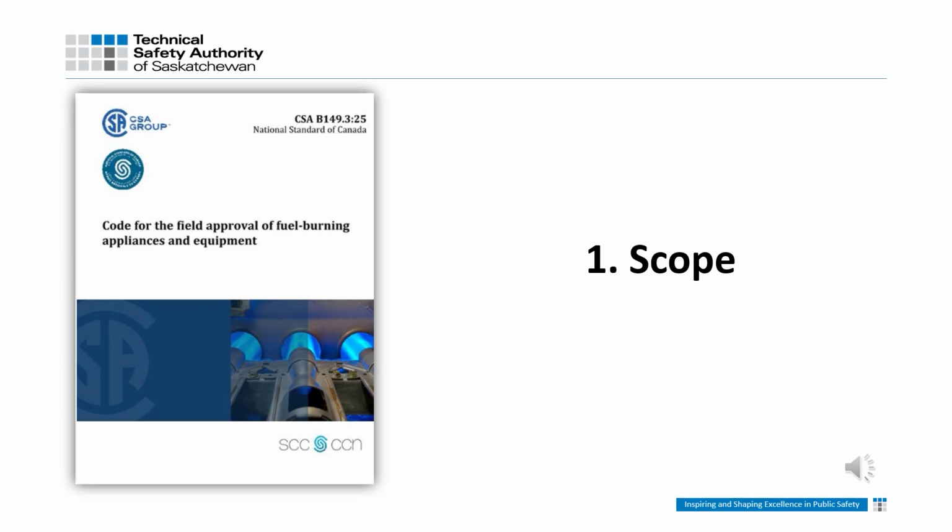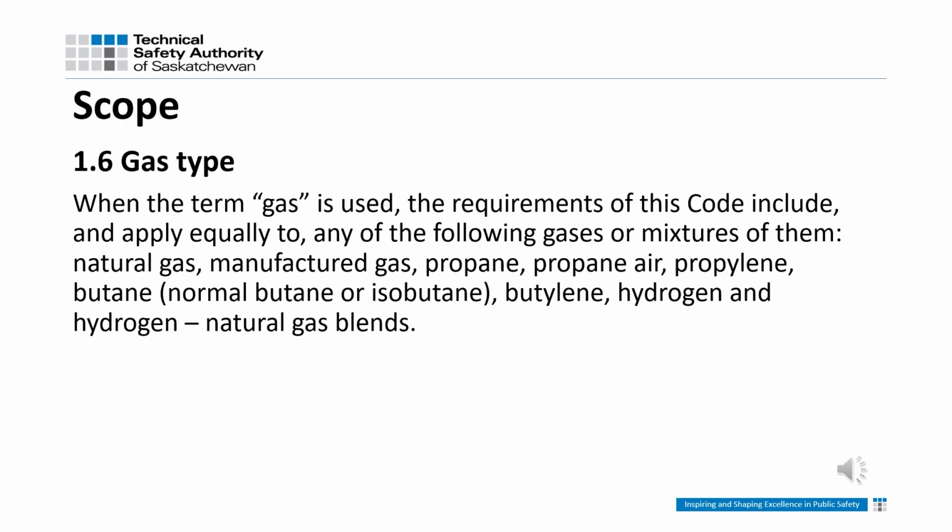So let's start in Section 1, Scope. 1.6 Gas Type. The term gas has been expanded to allow new directions in natural gas blend and hydrogen in the Canadian gas industry. These requirements were developed by a working group to assist with the field evaluation of gas-fired equipment that will utilize hydrogen-natural gas blends. These requirements are intended to standardize the approach for the construction and approval of equipment utilizing hydrogen blends, including the provisions for a risk assessment, hazard-based safety engineering approach to such projects.